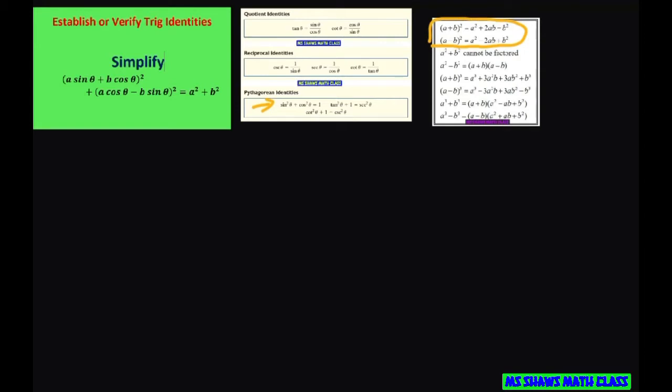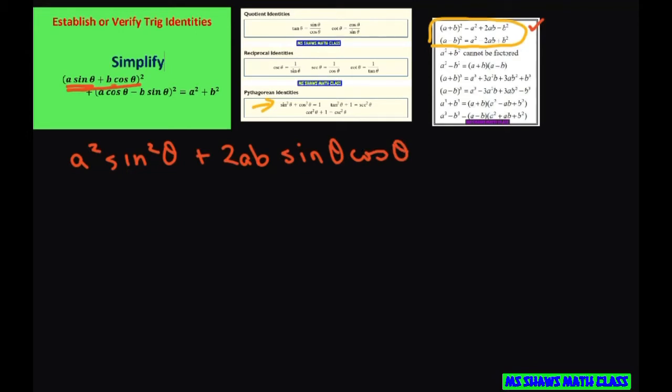So we're going to expand this one based off this, because this has the form a plus b squared. So when you do that, you take your a. In our case, the first part, our a is a sine theta. So that's going to be a squared sine squared theta. Then we're going to do the 2ab. So this is going to be plus 2ab, and then we still have sine of theta, cosine of theta.